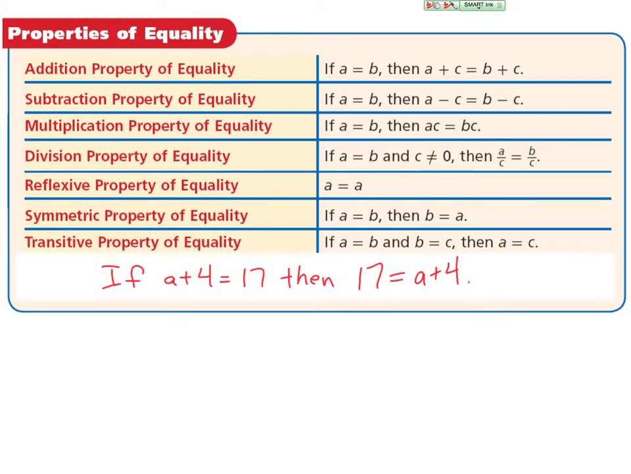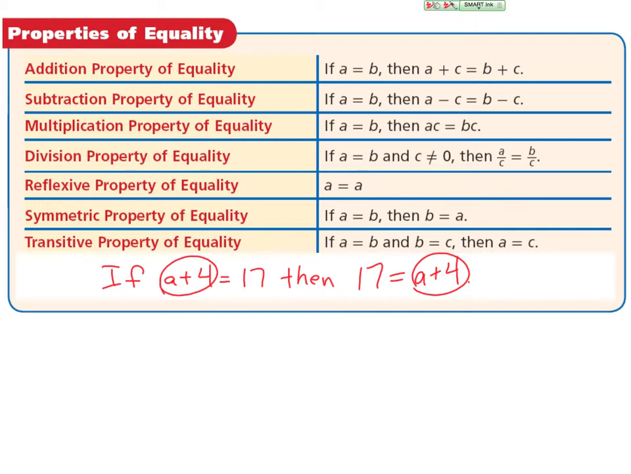Okay? So you are just taking what's there and switching it to the other side. I wouldn't say flipping it, because if you say flipping, you might think that you could go 4 plus a. To me that means pick it up and just move it. So you're not changing what it is, you are just switching the two sides of it. That's what symmetric property is.